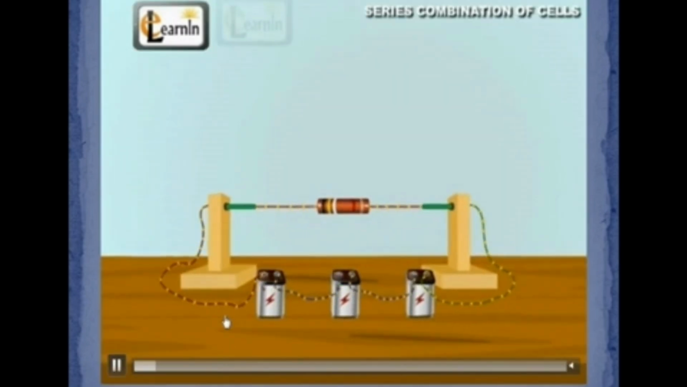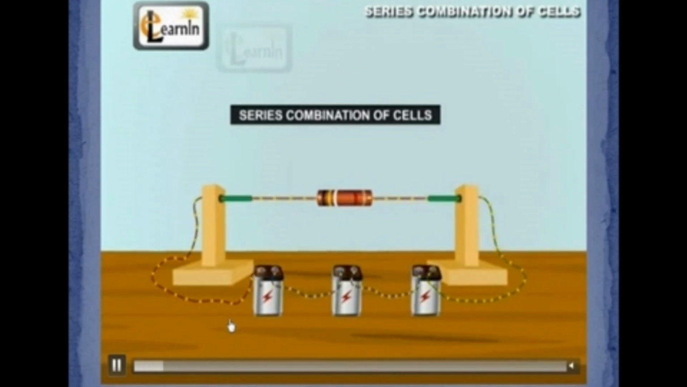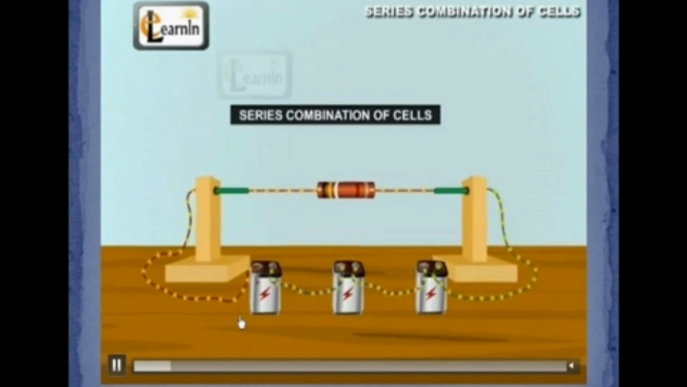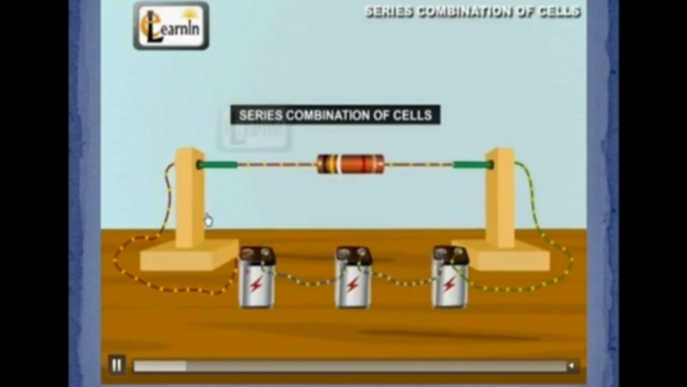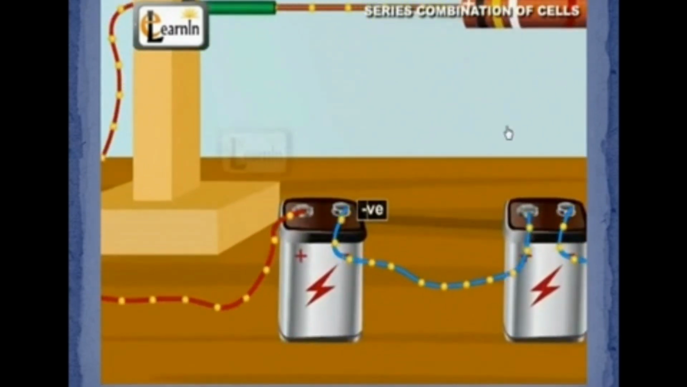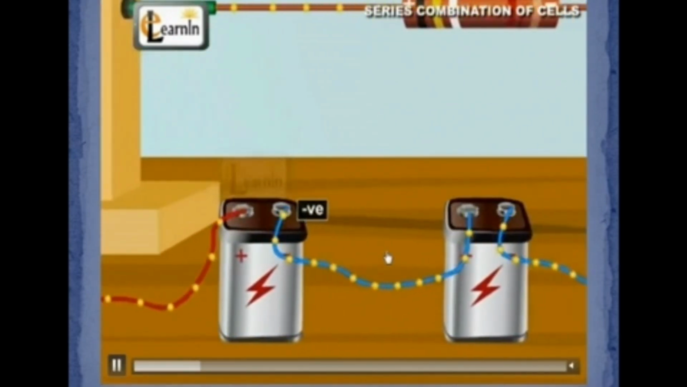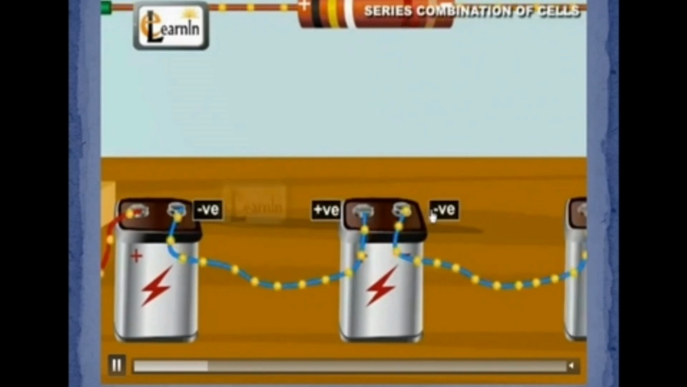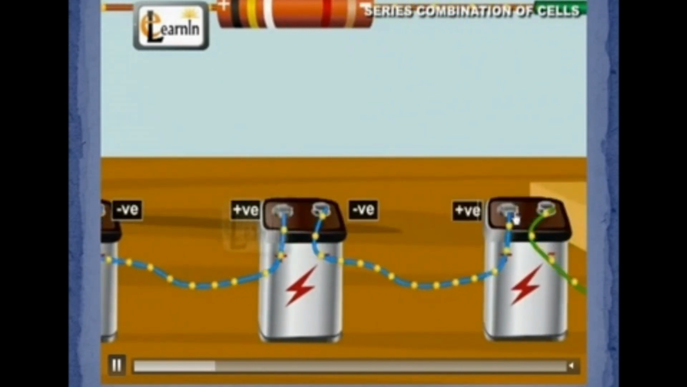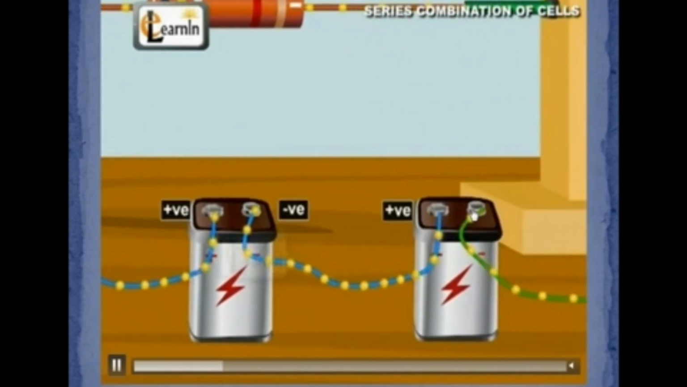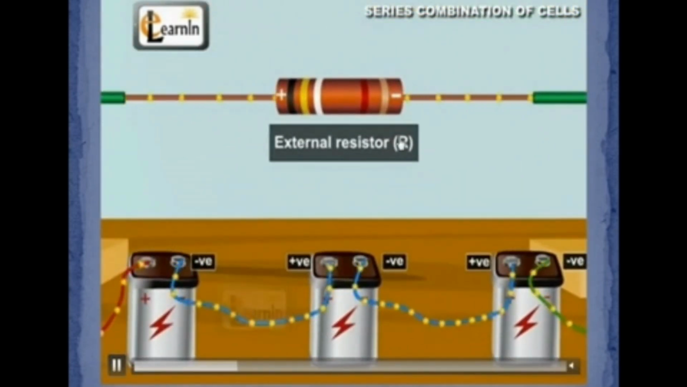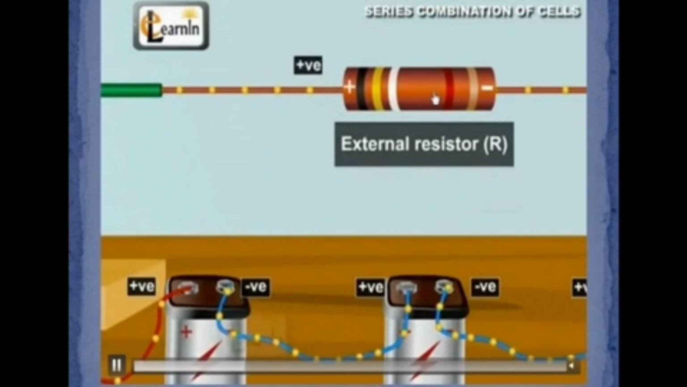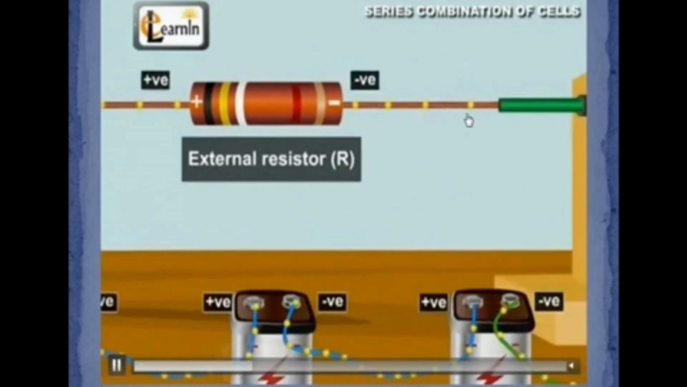See here, these three cells are in the series combination. The negative terminal of the battery is connected to the positive terminal. Negative terminal is connected to positive. Then the negative terminal is connected to the other end. So this is the external resistance. The external resistance has a positive terminal and a negative terminal.